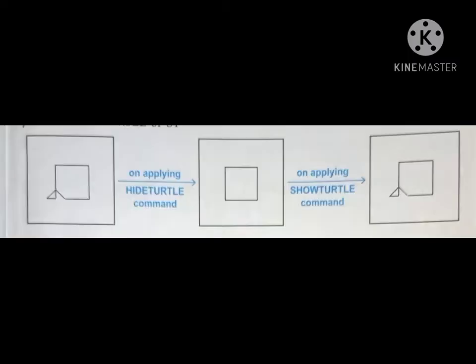As in this figure, we can see this is the turtle which is visible on the screen. That means the show turtle command is applied there. So when we apply the hide turtle command, the turtle will disappear from the screen like this. We cannot find the turtle on the screen. And when we again apply the show turtle command, the turtle will again appear on the screen like this.